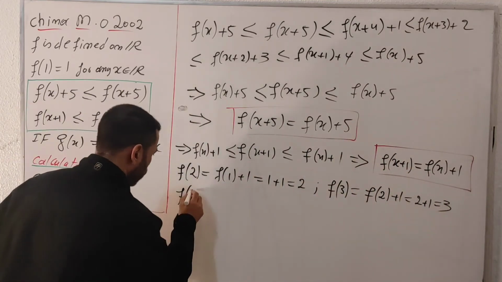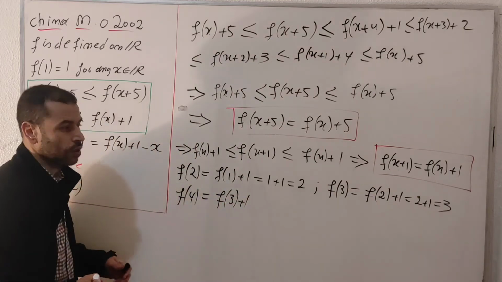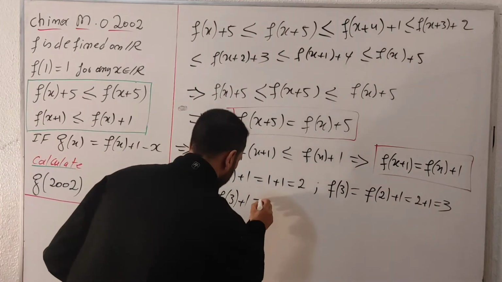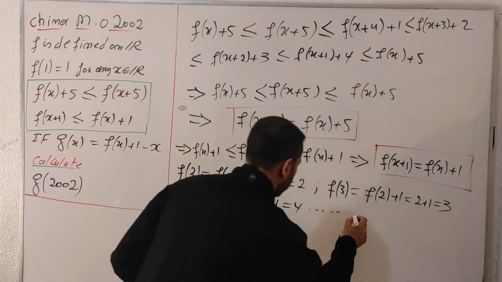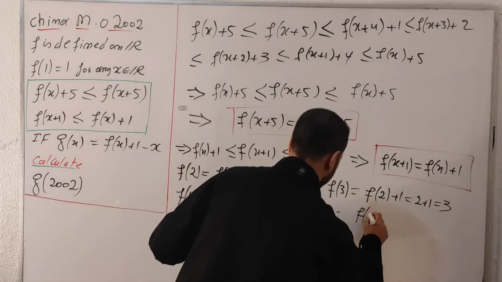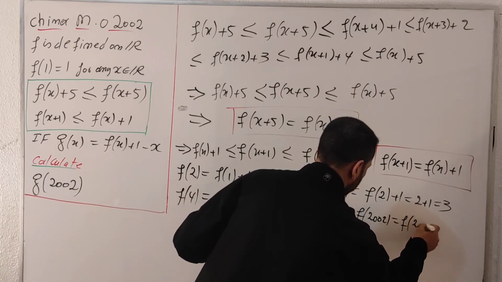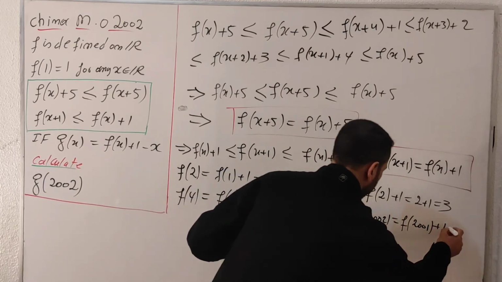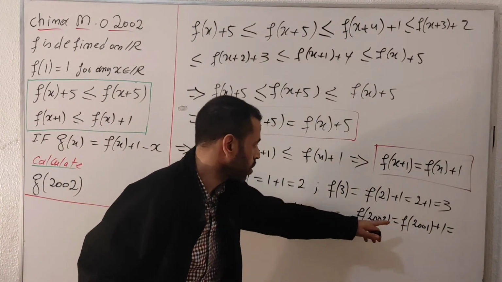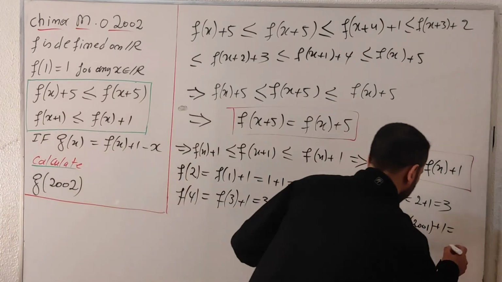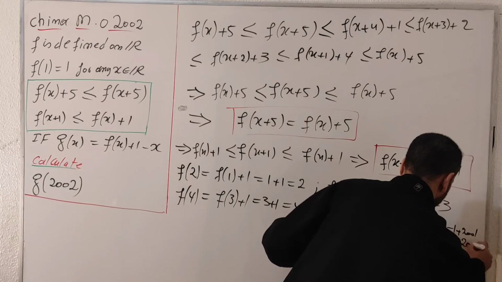I'm going to calculate f(4), which is the same as f(3) + 1. I already calculated f(3), which is 3, plus 1, which is 4. This argument follows similarly to f(2002), which is f(2001) + 1. So f(2001) = 2001, and then 1 + 2001 is 2002.